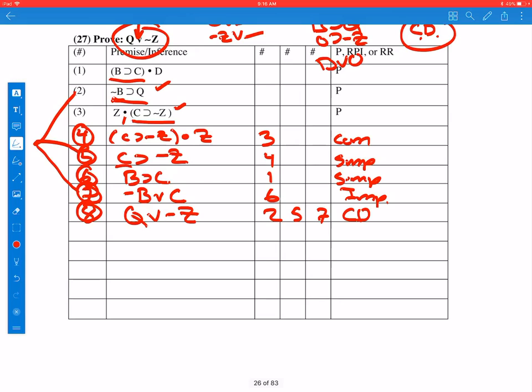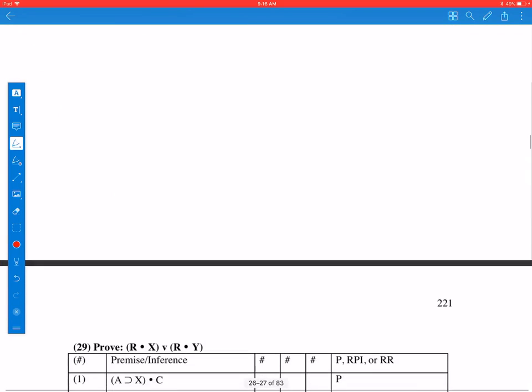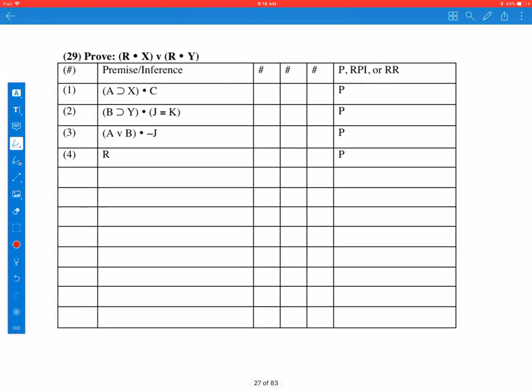2, 5, 7 CD. Okay. All right. Lots of extra lines left here, which means there's probably another way to do it that's much longer, but this one worked out just fine. Okay, let's move on to our next one.